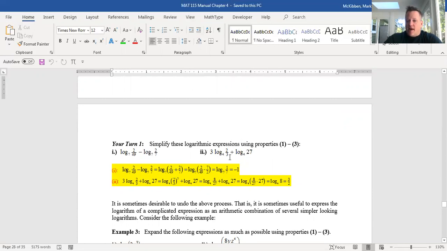For this guy, I can't use the product rule yet, because even though I'm adding, there's a 3 out in front. So the very first thing I have to do is bring this 3 up as a power of the 2/3. So I do that. Cube 2/3, so that's 8/27. And now we have a sum of logs with the same base. I'm going to multiply those inputs together to get 8. And then we have log base 4 of 8.